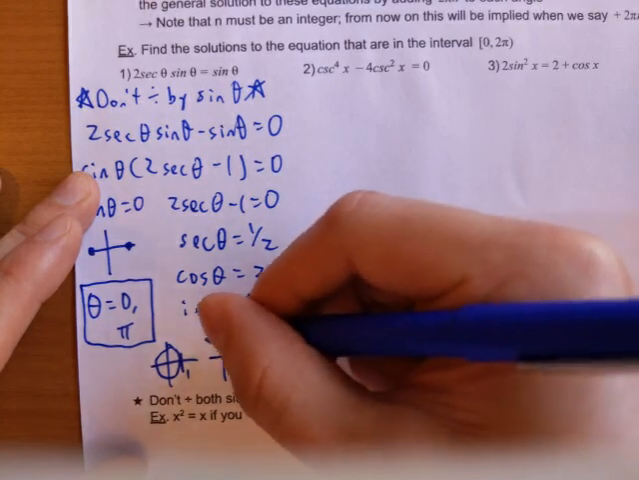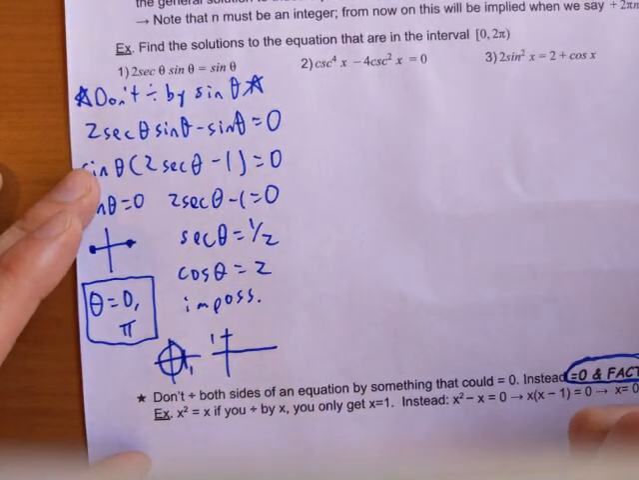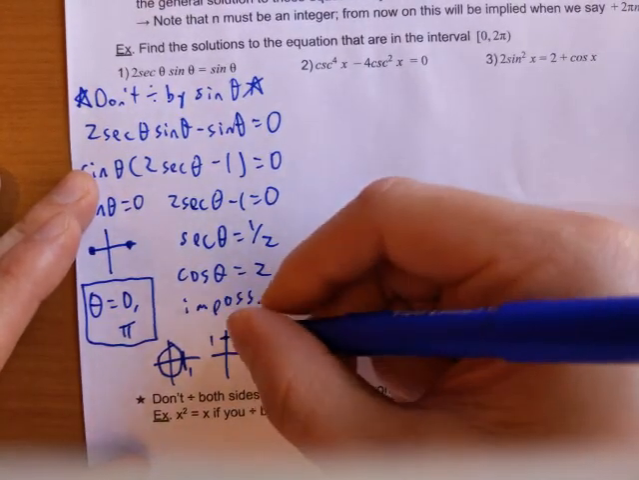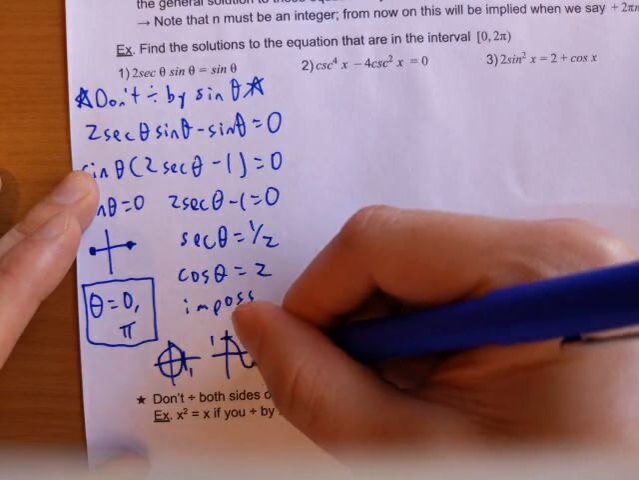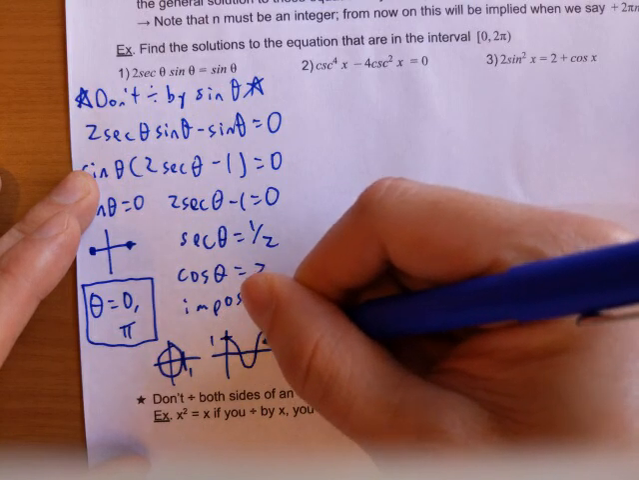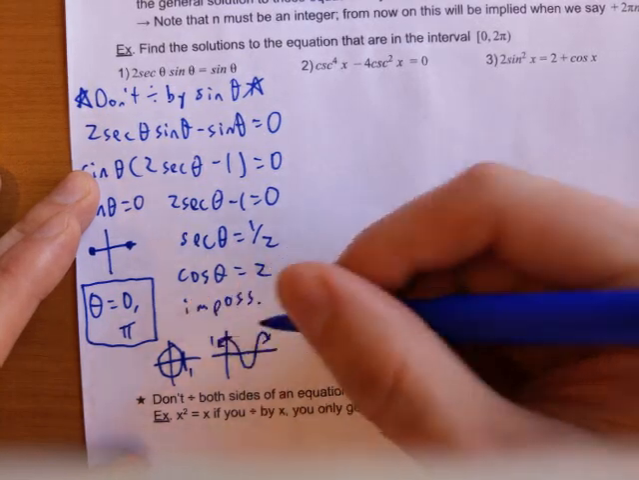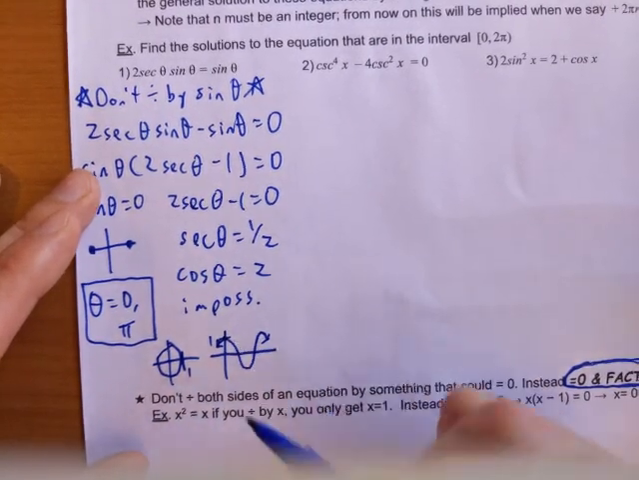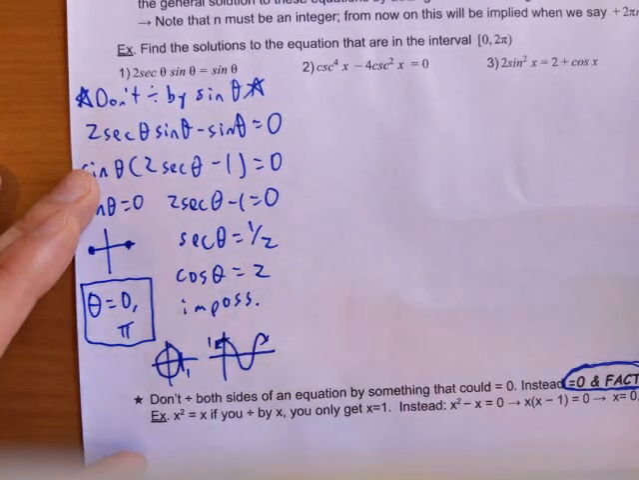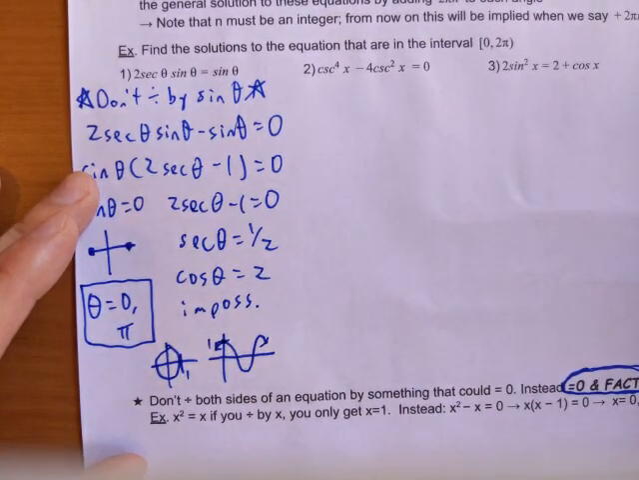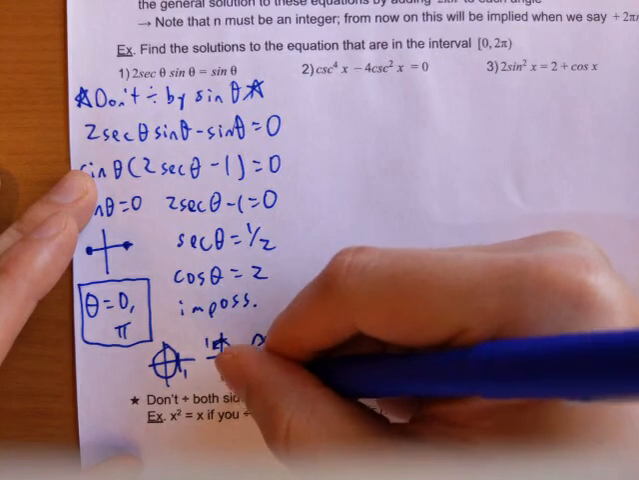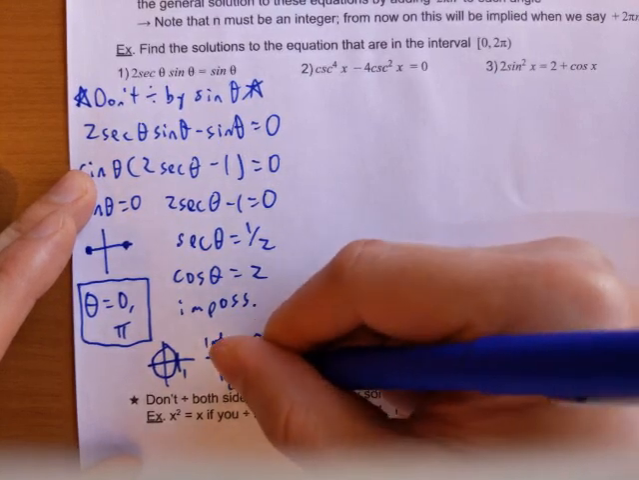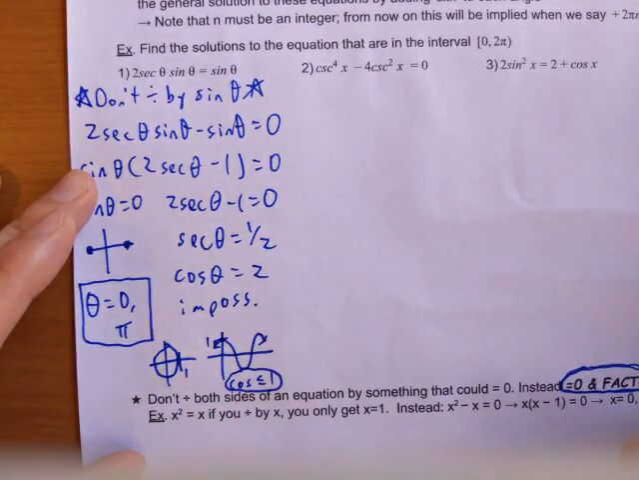You could also think about the graph. If you look at the graph of cosine, remember it had an amplitude of 1. It started up here at 1, and then it just kind of bounced around between 1 and negative 1. So the highest the cosine graph goes is 1. It's never going to go up to 2. So there's no angles that have a cosine of anything bigger than 1. Cosine is less than or equal to 1, always.